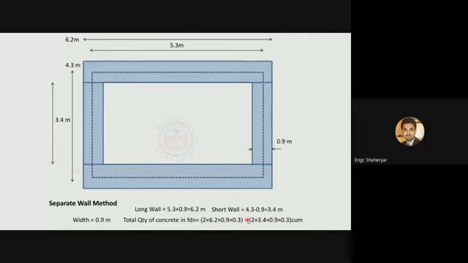यहाँ तक क्लियर है? कोई क्वेश्चन है? Is there any question? No, sir. No, sir. Okay.